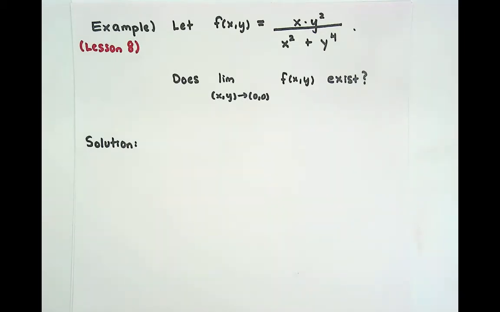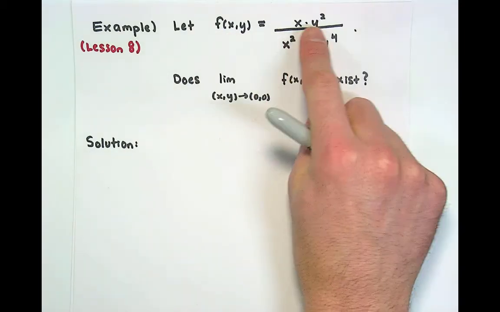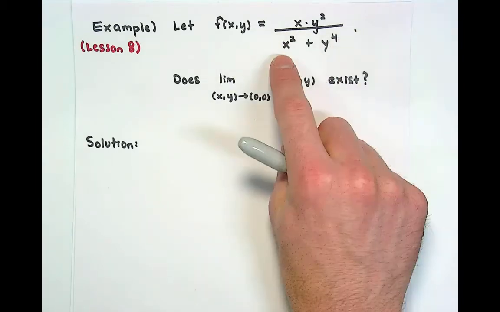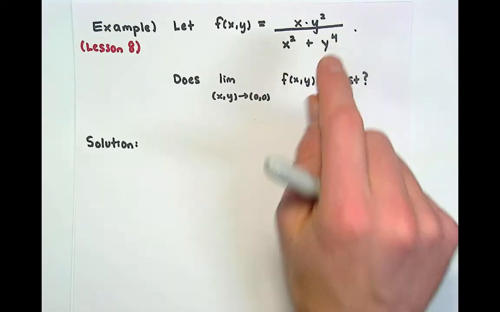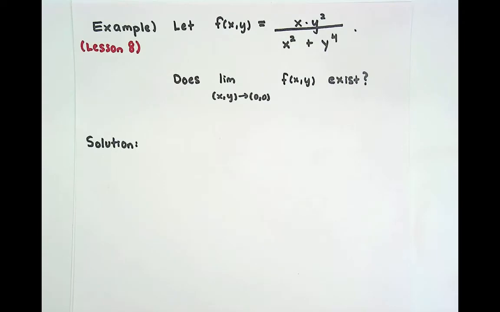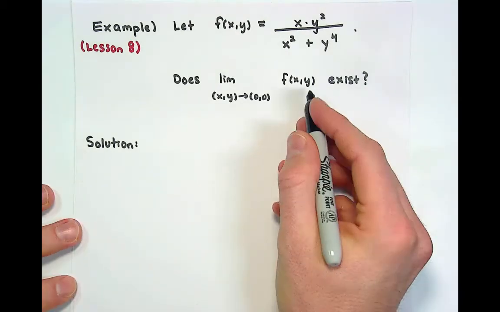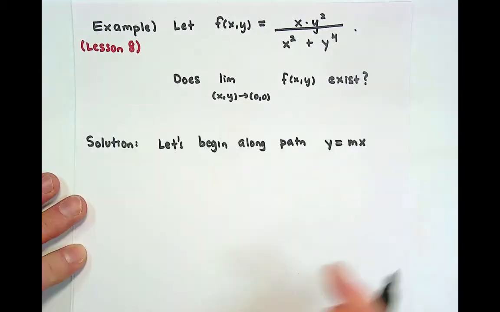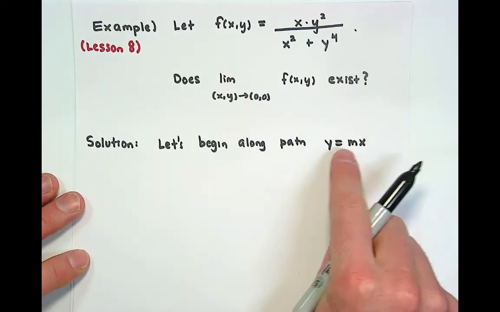So in this case, we let the function f of x, y be x times y squared, all divided by x squared plus 4 to the y to the fourth. And we want to know, does the limit as (x, y) approaches (0, 0) exist? In order to solve this, we're going to analyze this from a few different paths and see what happens. Let's begin along the general path y equals mx.